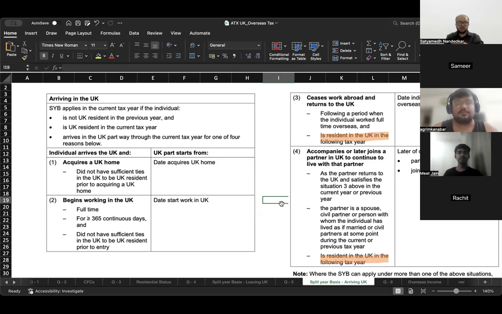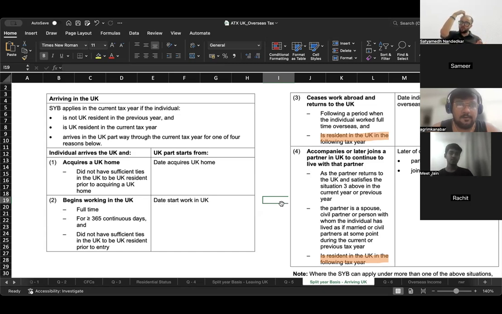Okay. So now, for example, when Sameer went to the United Kingdom, at that time he did not have a house. Now he goes to the UK, not resident in the previous year, goes there in the current year in the month of August or September and acquires a UK home, then that is enough reason to think about the split year basis, but he should not have sufficient ties with the UK before acquiring this house. That means none of the spouse-type conditions should be fulfilled. Then from the date he acquires the UK home, the UK part starts, or he begins working in the UK.